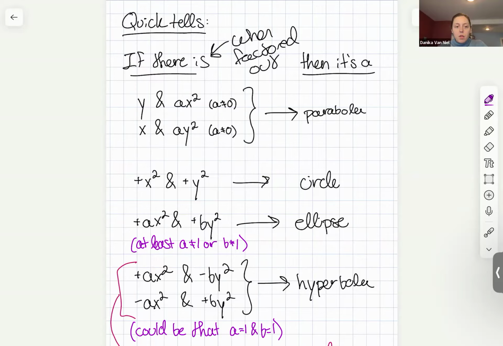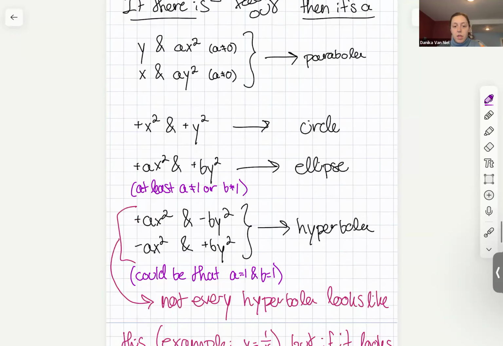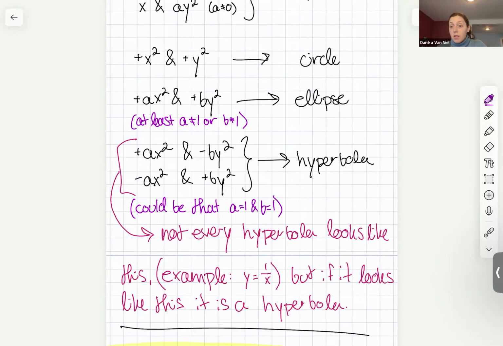And then a hyperbola is where you're going to have this x squared, y squared stuff, but one of them is going to be negative and one of them is going to be positive. Not every hyperbola looks like that. But if it does look like that, then it is a hyperbola.